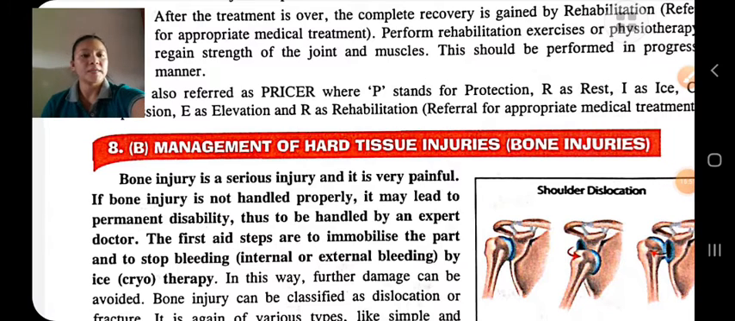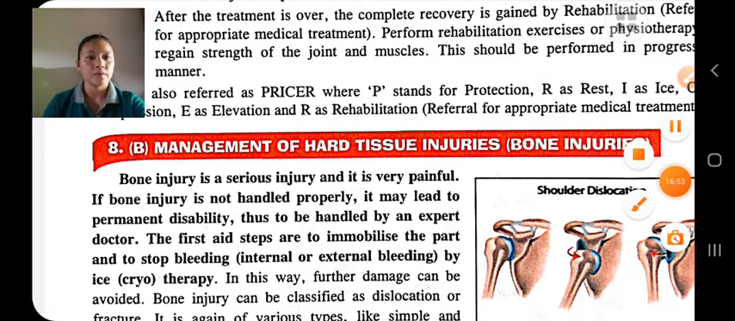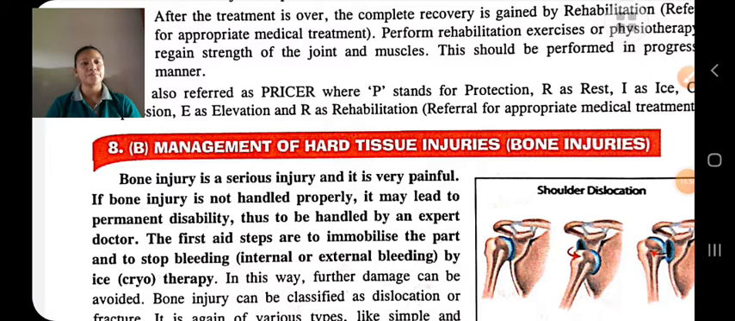Management of bone injury. Bone injury is a serious injury and very painful. If a bone injury is not handled properly, it may lead to permanent disability. Bone injury is very serious, therefore it should be handled only by expert doctors.